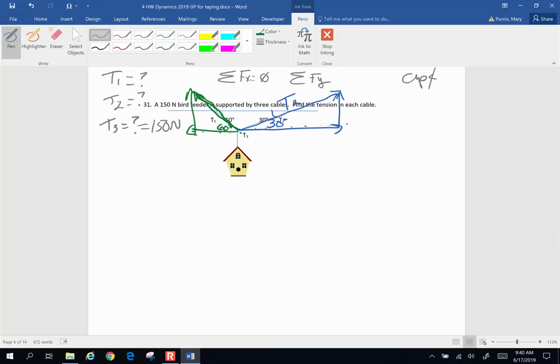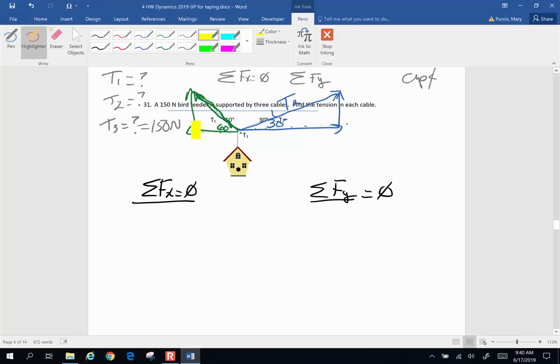So when we draw our equations, the sum of the forces horizontally or in the x direction are going to equal 0, and the sum of the forces vertically or in the y direction are going to equal 0. Why do we know that? That's a Newton's first law situation. Static, all the forces add up to 0.